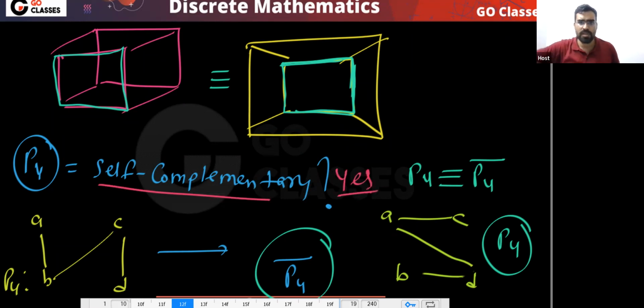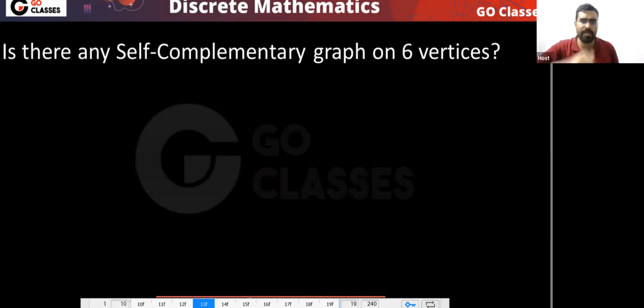Yes, because the complement of P4 is also a P4. This is your P4 and the complement is also a path graph on 4 vertices. So I can say this P4 is self complementary because it is isomorphic to its own complement.